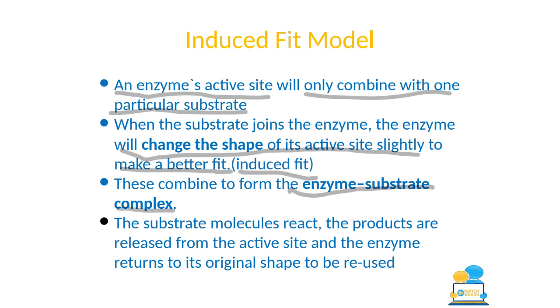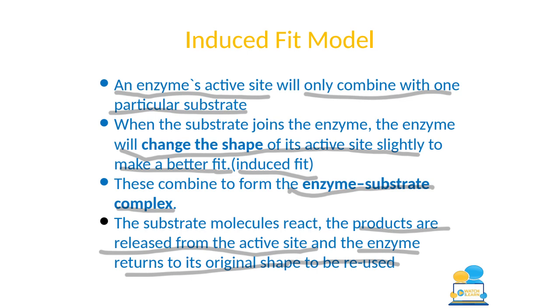The substrate molecules react, products are released from the active site, and the enzyme returns to its original shape to be reused. And think back again to what we meant by a catalyst. It speeds up chemical reactions without being used up itself in the reaction. And when we use these enzymes, we can constantly reuse them within our body to help produce products.